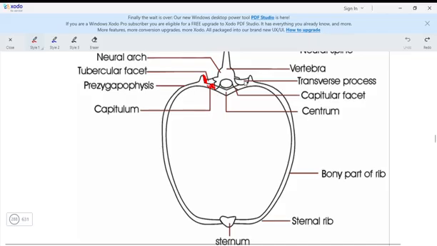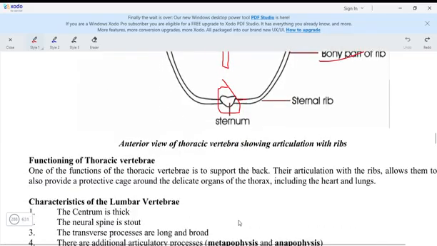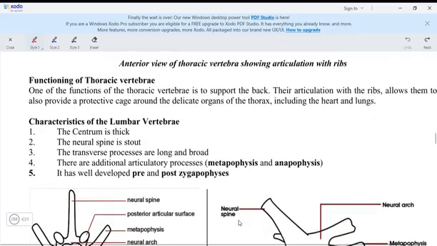Then this is another process, the transverse process beside it, where the ribs are also attached. The ribs are a bony part. As it's coming from the thoracic vertebra, the rib comes to another bone called the sternum, the one that looks like a tie. So that's the sternum, and the rib will come and attach to it. That's for the ribs connected to the thoracic vertebra.